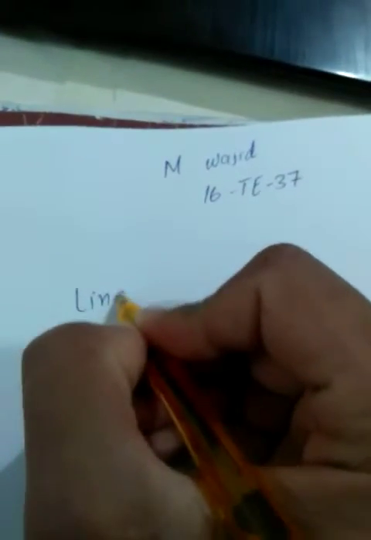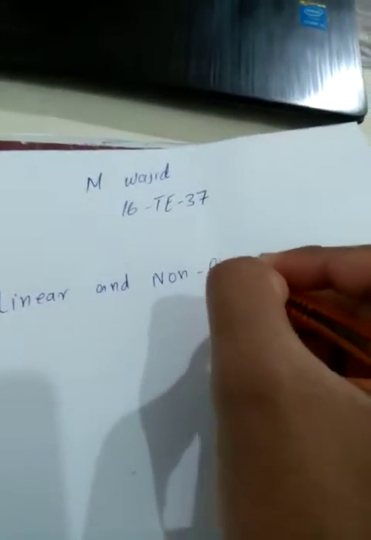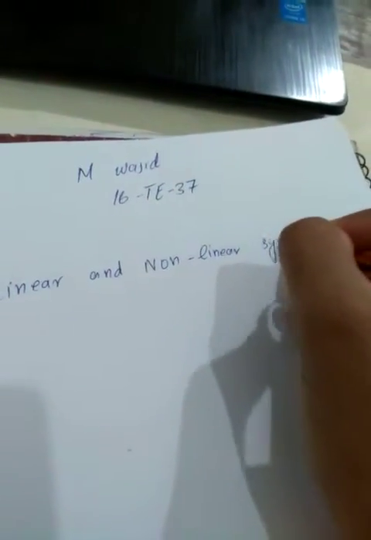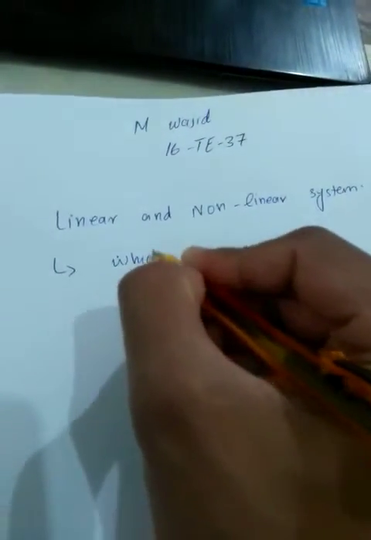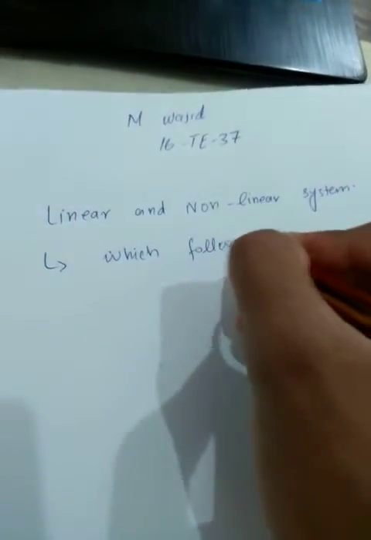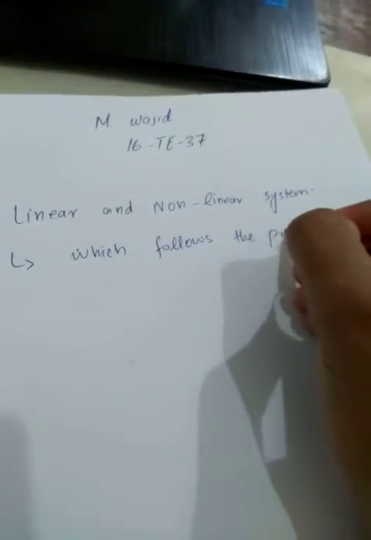Last time we saw the linear, causal and non-causal systems. Today in this lecture we are going to explain in more detail the linear and non-linear system. Last time we only saw the definition of the linear and non-linear system. What is a linear system? A linear system is that system which follows the principle of superposition.